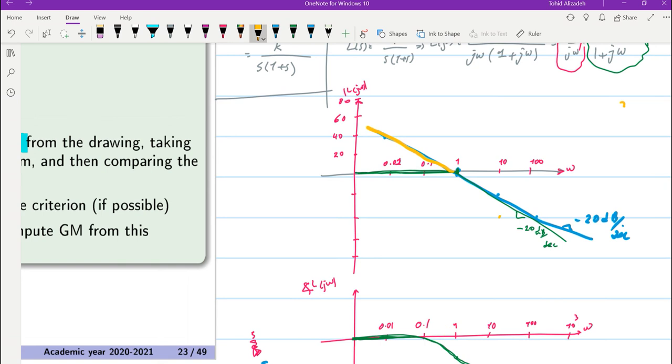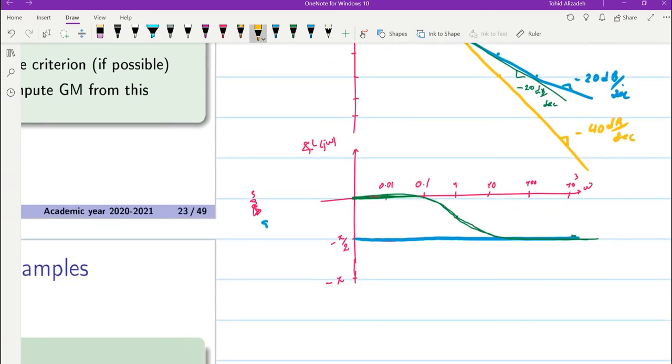Up to omega equal to 1, we will have the main contributor coming from 1 over j omega. And after that, we will have the slope of minus 40 dB per decade, as you can see here. Minus 40 decibel per decade. And then in terms of the phase, it will be the phase of 1 over (1 plus j omega) shifted downwards by minus pi over 2. So we will start from minus pi over 2. At omega equal to 1, we will have minus 3 pi over 4. And approximately the phase will be like this.